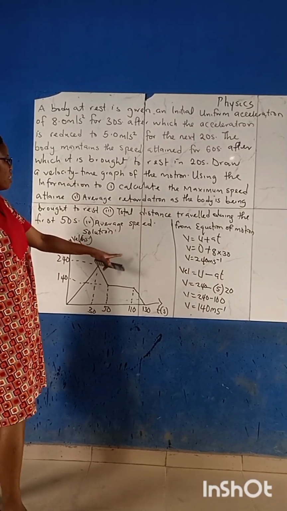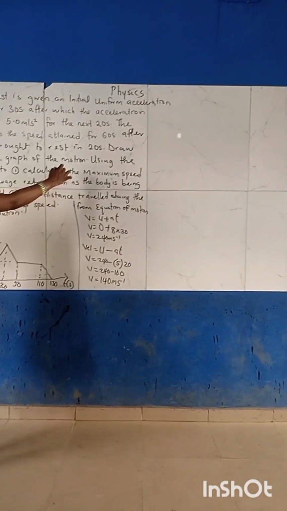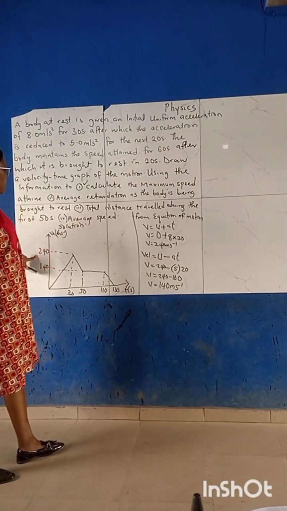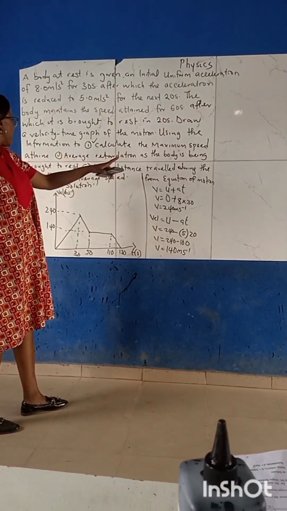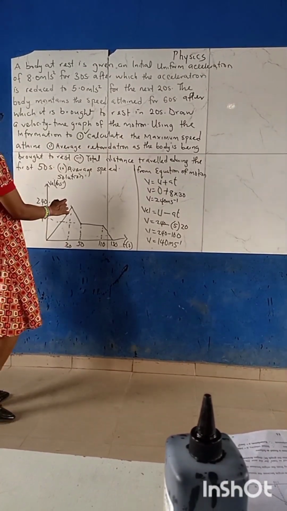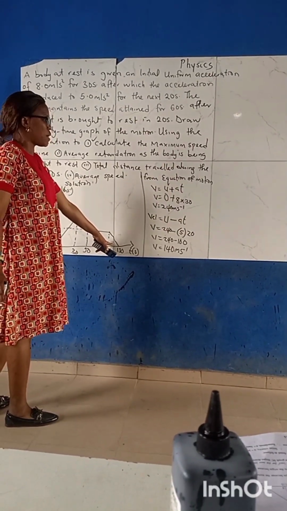So this is my velocity time graph. I think you understand that. Now let's solve the question. To calculate the maximum speed, we have gotten that. My maximum speed has been calculated as 240 meters per second. Then the average retardation, as the body is being brought to rest.